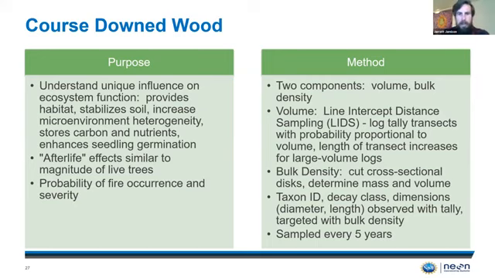When we do the tally, we are observing taxon ID, decay class and characteristics, as well as dimensions. Then when we do the subsequent bulk density sampling, we go out and collect those cross-sectional discs from that entire range of species, decay classes, and size classes that were observed in the tally. Both of these sampling components occur on 5-year intervals, but not necessarily in the same year.